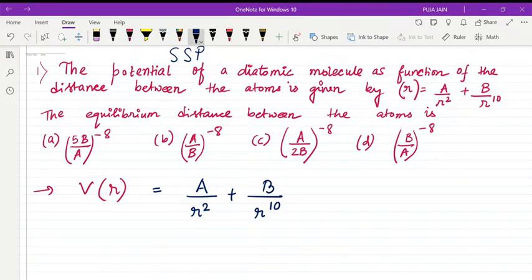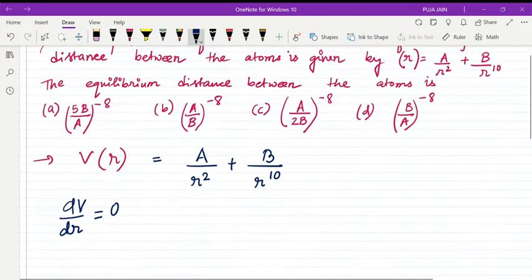Now at the equilibrium point we can say that dV/dr, that is the change of potential with respect to r, must be equals to 0. There is a concept of stable equilibrium and unstable equilibrium, and I have explained this thoroughly in previous lectures. I am giving the link of that lecture in the description box. Please go and watch that video. I have explained it with the help of curves, so there you will get to know why we do dV/dr equals to 0.